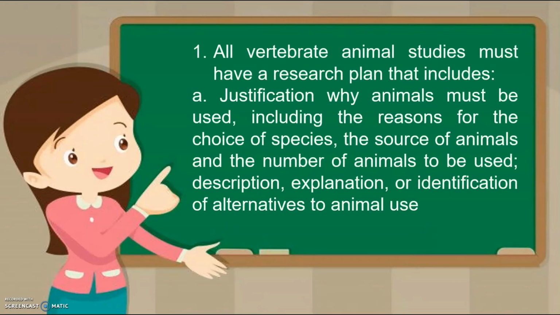Okay, number 1, all vertebrate animal studies must have a research plan that includes the following. First, justification why animals must be used, including the reasons for the choice of species, the source of animals, and the number of animals to be used. You also include the description, explanation, and identification of alternatives to animal use that were considered and the reasons these alternatives were unacceptable, and also include the explanation of the potential impact or contribution this research may have on the broad fields of biology or medicine. So it's really important that you include all the things that are related and all about the animals.